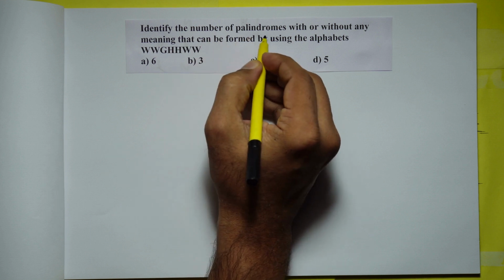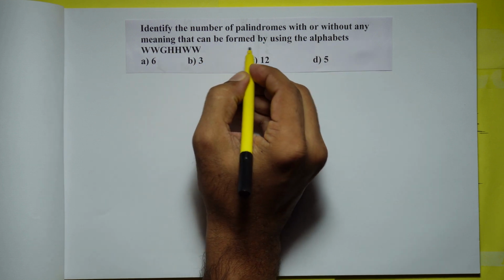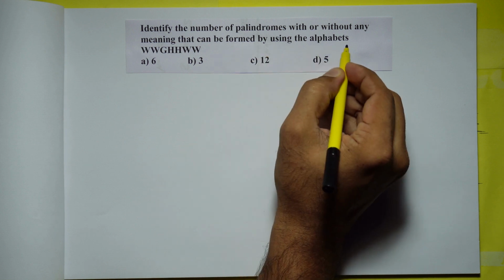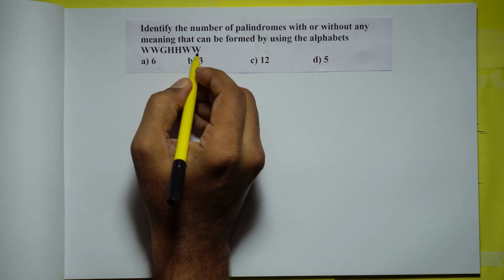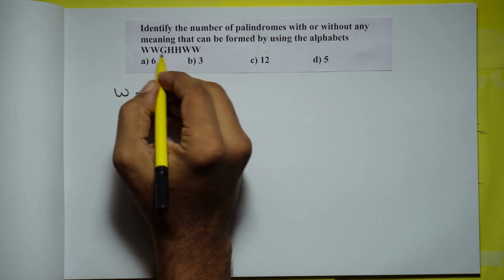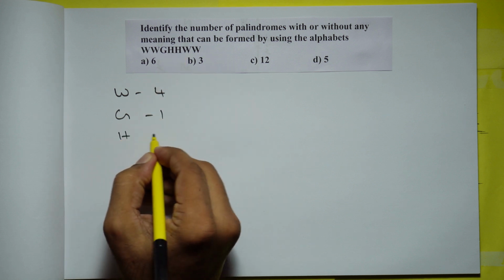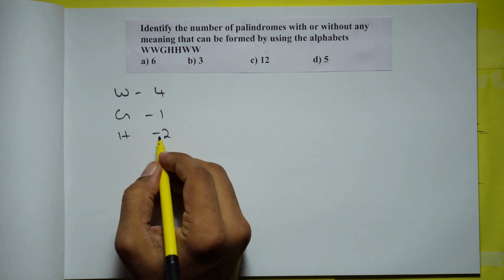Identify the number of palindromes, with or without any meaning, that can be formed by using these alphabets. So W, there are 4 of them, then only one G is there and 2 H's are there. So how many palindromes are possible?